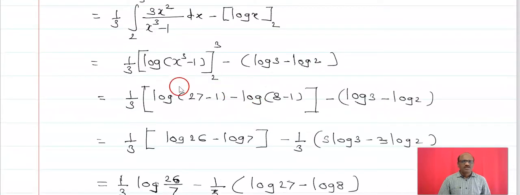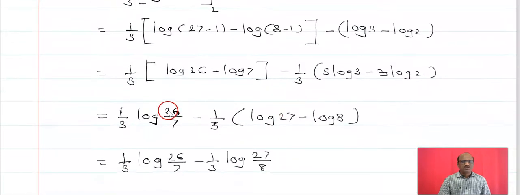and in the first, x is replaced by 3. 3 raised to 3 means what? 27 minus 1, minus 2 raised to 3, 8 minus 1, in bracket complete, minus log of 3 minus log of 2. 27 minus 1, that is the log of 26 minus log of 7.